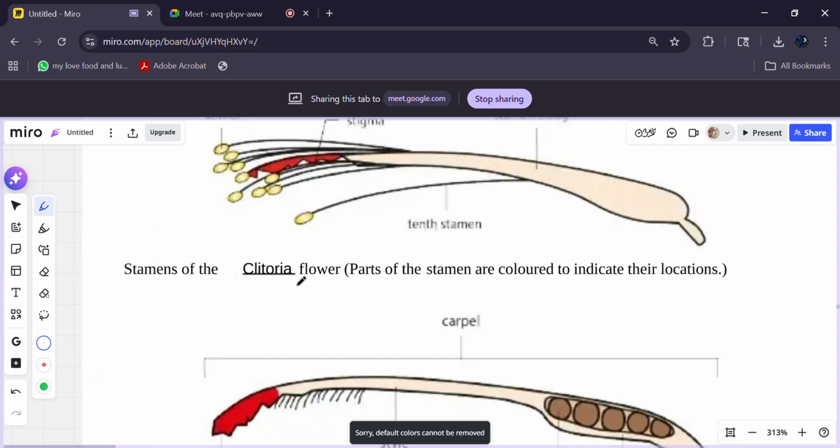When the anther produces pollen grains and they are transferred by the insect, the pollen grains are then converted into a sugary liquid, which moves down to the ovary. It goes to the ovary through the style.